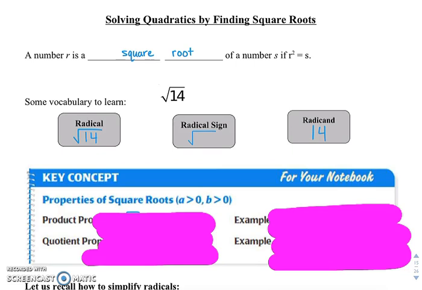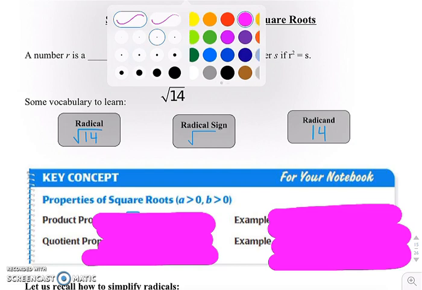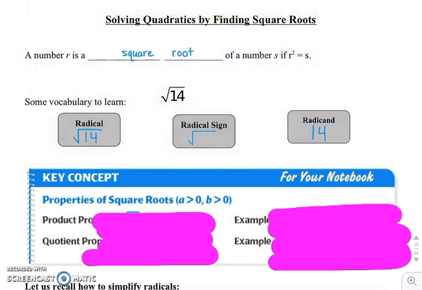So vocabulary to learn: I won't necessarily use the word radicand too often. I'll usually just say radical. But if you had the square root of 14, the whole radical itself is the square root of 14 there in that first box. The radical sign is just the root part, and then the radicand is the part underneath the square root, or underneath the radical sign.